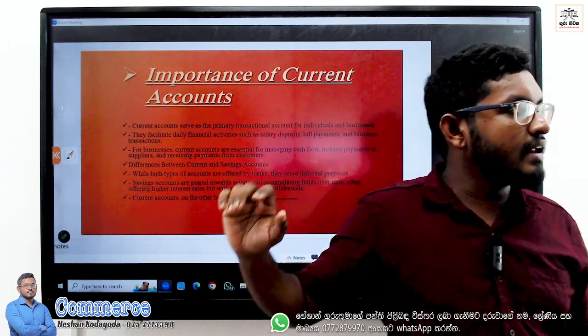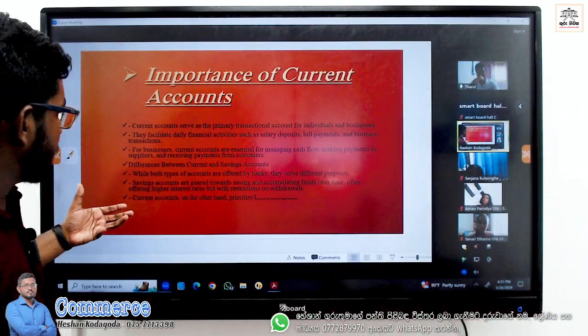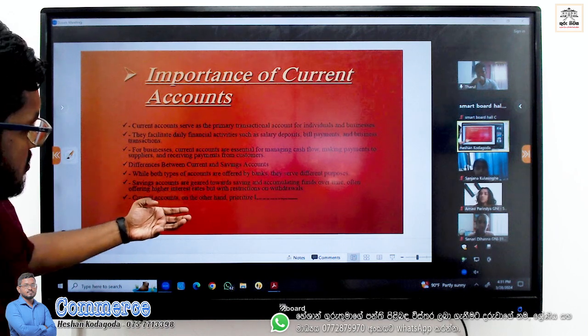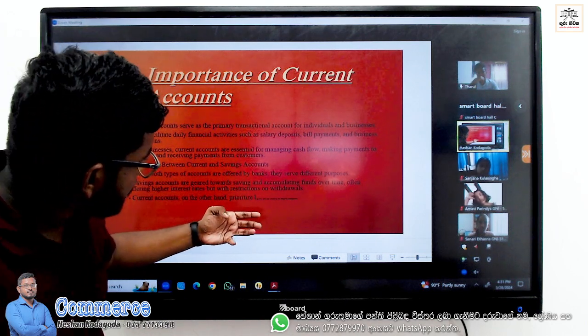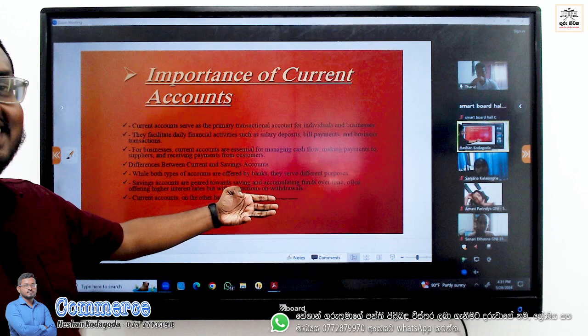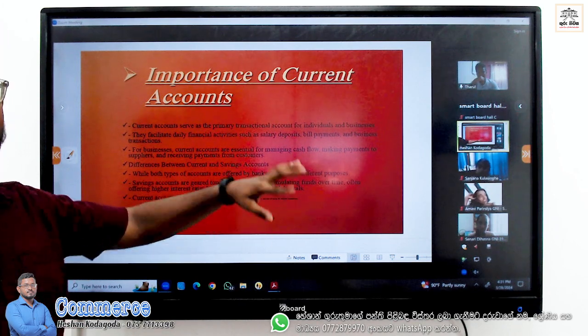Pen on, right? So in here you can see current accounts. On the other hand, prioritize. There is something wrong with the wordings, right? Okay, can't see. Okay, let's move to the other part.